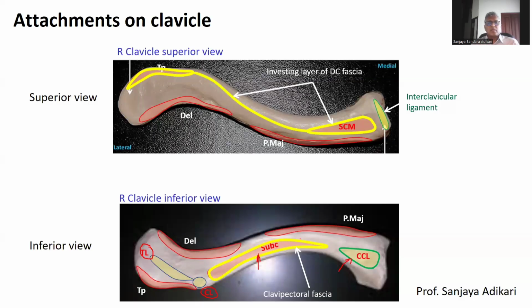Then surrounding the subclavius, there is clavipectoral fascia. Now it is said that the clavipectoral fascia encloses the subclavius muscle and continues as the periosteum of the bone, surrounding the bone.